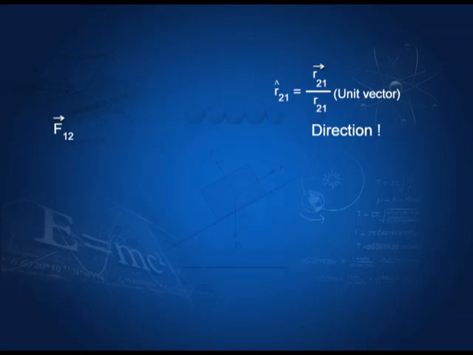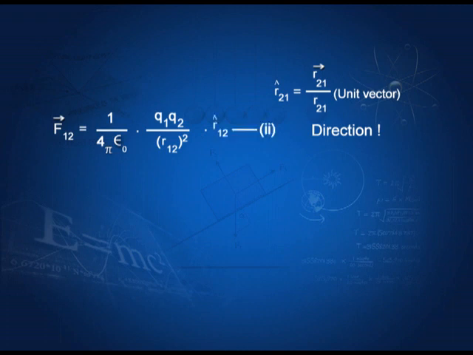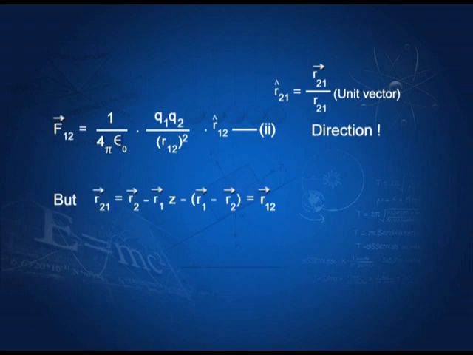If I go the other way around and ask what is the force on 1 due to 2, then I will go for F12. There will not be any change except in the unit vector and its direction. So, I will have 1 by 4 pi epsilon naught times Q1 Q2 by R12 square times the unit vector of the direction, that is R12. With these two equations you can see that the unit vector R12 is equal to the negative of R21, that is, they point in opposite directions.